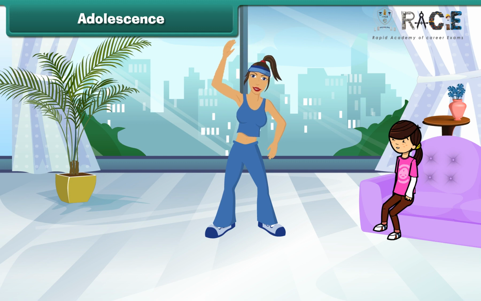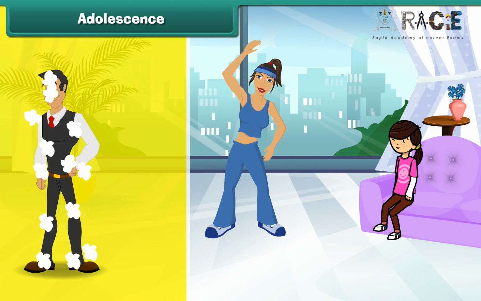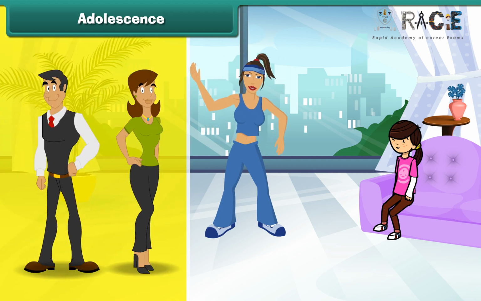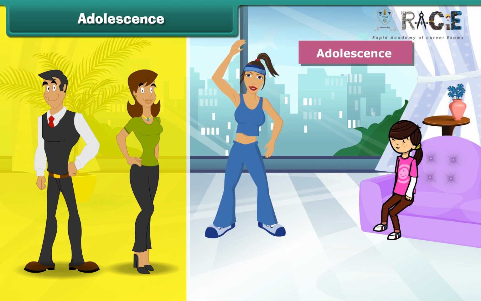After some time, Moni will again grow up and look similar to her elder sister. You will easily observe some more changes in her body. This stage is called adolescence. In this stage, we can easily identify a boy and a girl by their respective features.